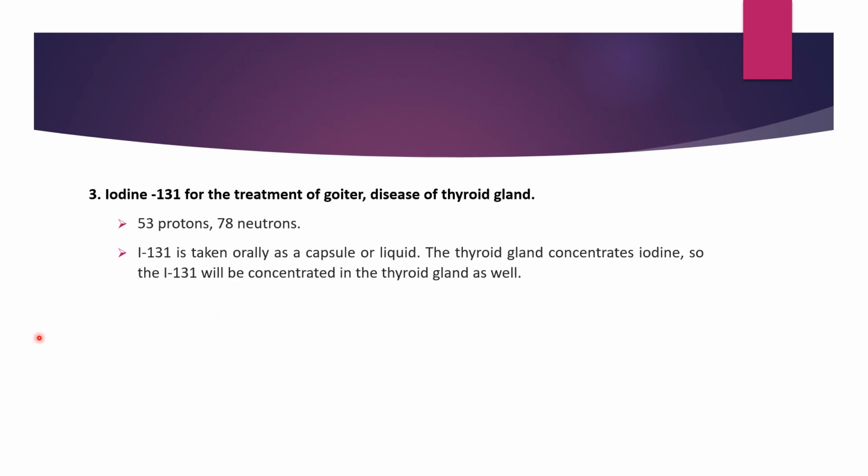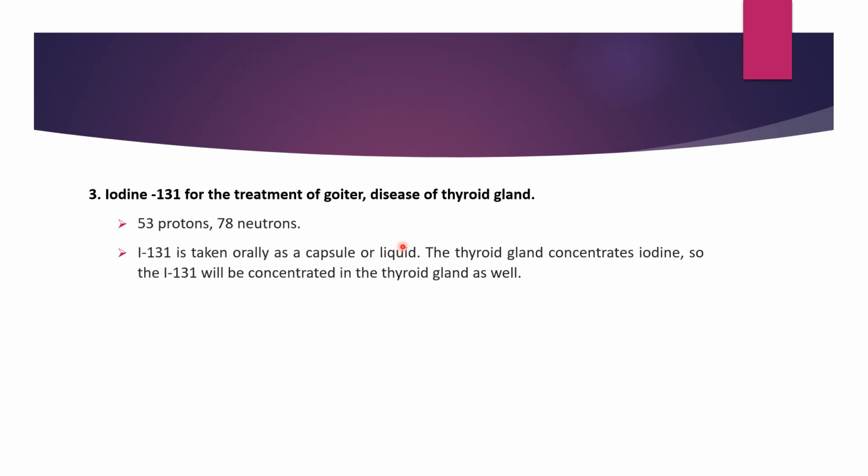The third one I'm discussing here is iodine-131. Again, it is used as one of the treatments for goiter, a disease of the thyroid gland. Yeah, 131 means 53 plus 78. Again, it is a radioactive isotope. And how is it taken? You can even inject it into the body and it is very safe. It is taken orally as a capsule or a liquid.